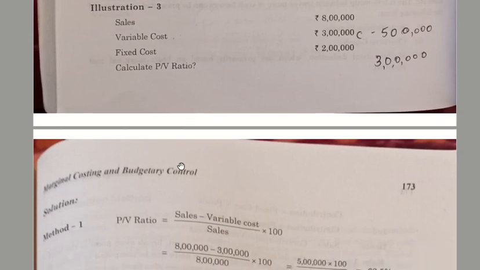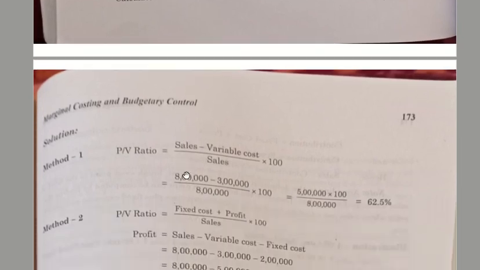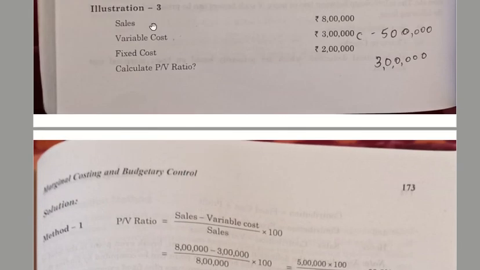So first problem is sales. They have given 8 lakhs, variable cost is 3 lakhs, fixed cost is 2 lakhs. So calculate the PV ratio. So PV ratio is equal to, if you see they have given sales and variable cost. So your contribution will be what? Sales minus variable cost. Okay. If we take fixed cost, we need to calculate our profit. So we'll directly take sales minus variable cost divided by sales into 100.